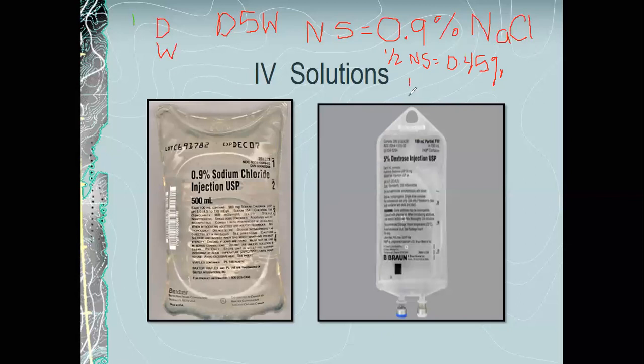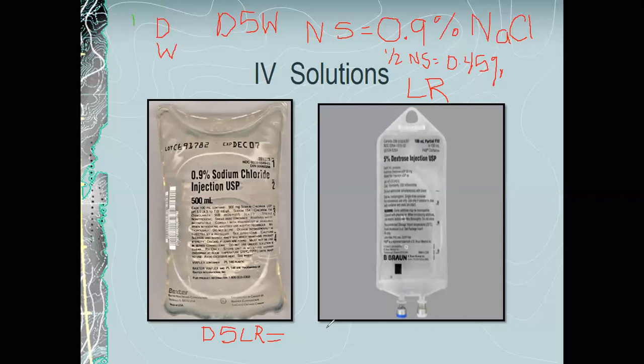Next up, LR. And we'll talk about what is in that here in a minute, but LR stands for lactated ringers. So you've got all these different letter abbreviations that you do need to be familiar with. So if you had somebody who was on D5LR, that would be dextrose 5% in lactated ringers.